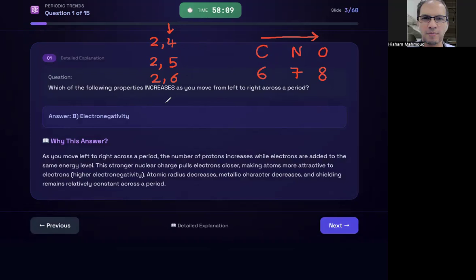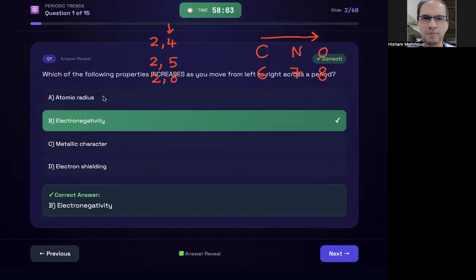The atomic radius going left to right does not increase, so you cannot say the answer is atomic radius. Metallic character decreases going left to right, and shielding remains relatively constant across the period, so you cannot say it increases or decreases.